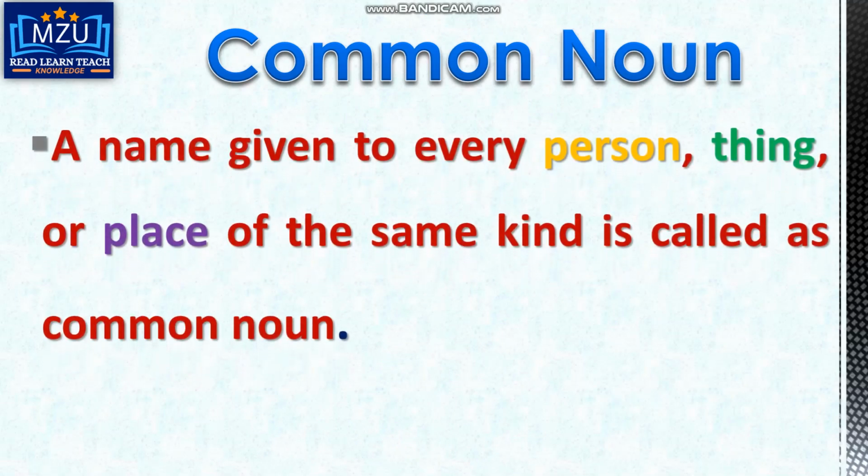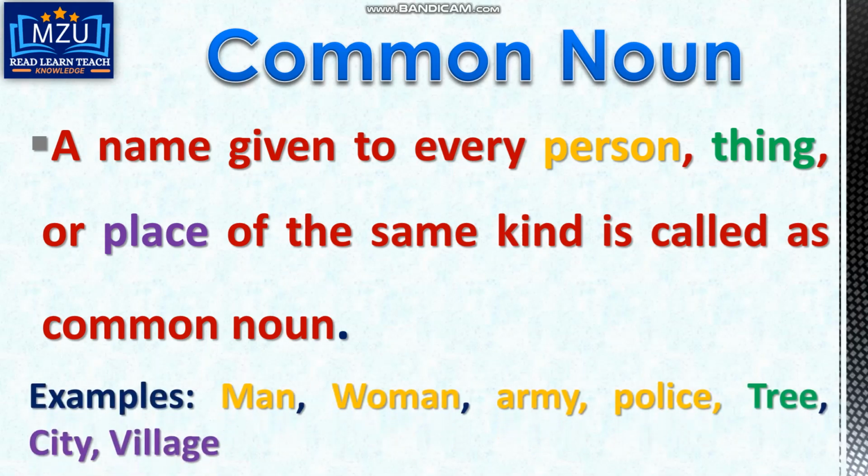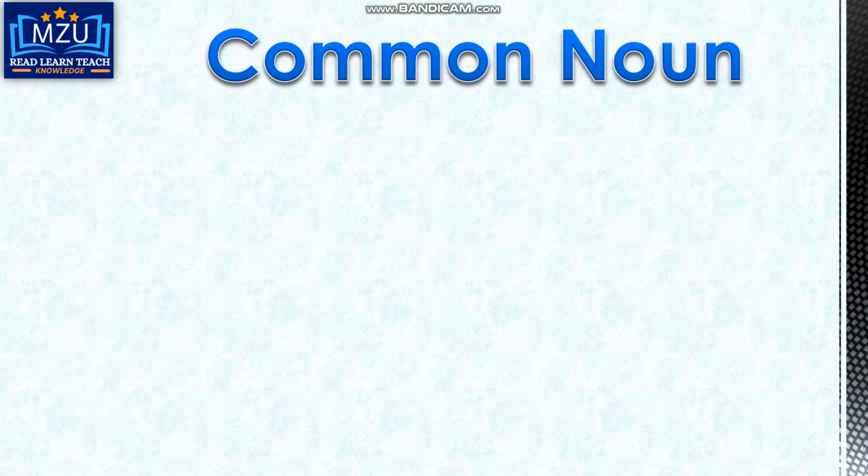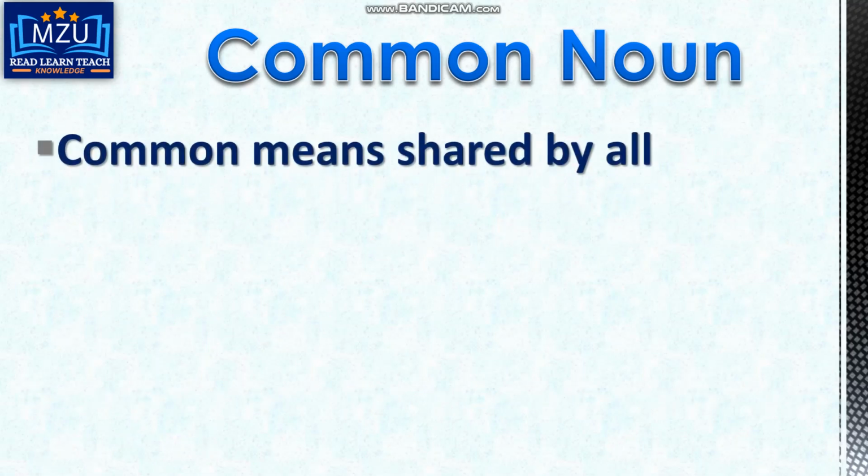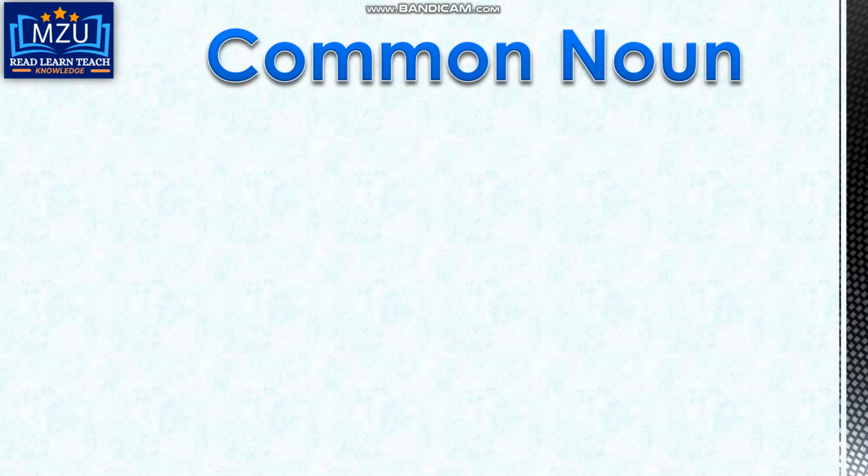A name given to every person, thing, or place of the same kind is called a common noun. Examples of common noun include man, woman, army, police, tree, city, village. Remember that common means shared by all. So it is a name given to every person or place or thing.